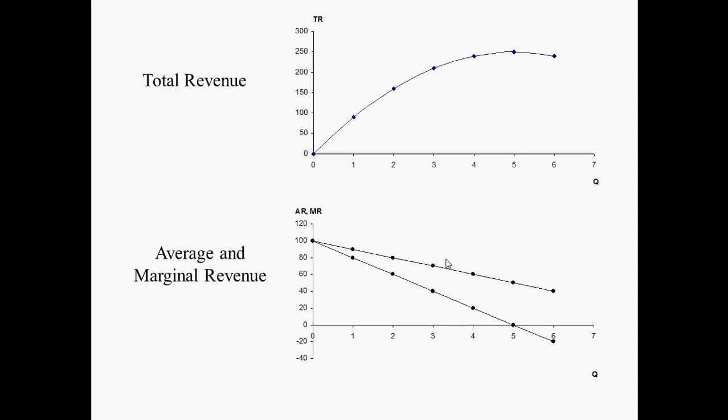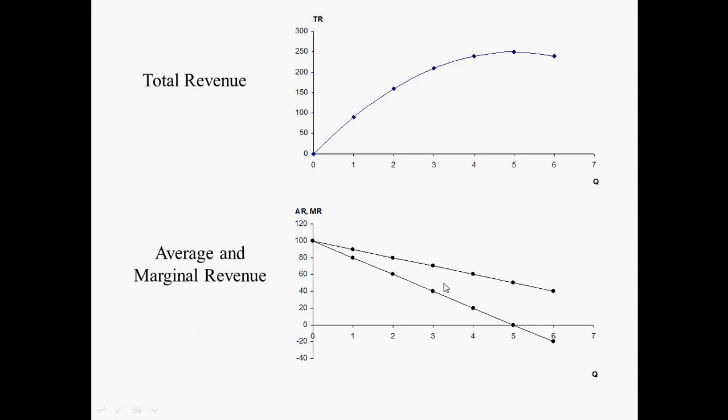Okay, now we saw up here, we saw total revenue, average revenue, and marginal revenue in a table form. Now we can represent this graphically. And one thing to note here is that we represent total revenue on one graph. We represent average revenue and marginal revenue on a separate graph. And the reason for this, these are actually measured in different units. Total revenue is measured in dollars. Average revenue and marginal revenue are measured in dollars per unit of the good. So it wouldn't really be proper to put them into the same graph.